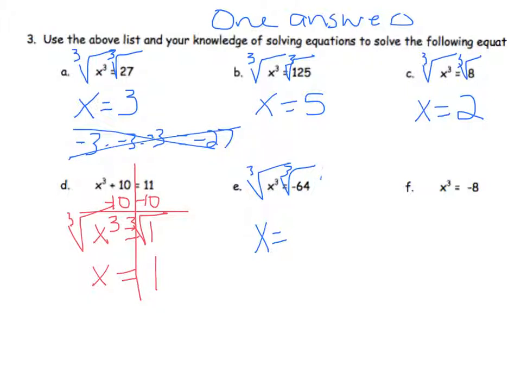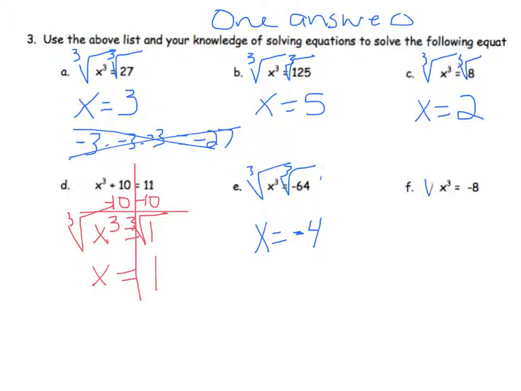Well, 4 times 4 times 4 is 64, not negative. But if I do negative 4 times negative 4 times negative 4, that is a negative 64. So the bottom line that I want you to remember is if you're taking the cube root and your number is cubed, then if your number is negative, your answer is going to be negative. If your number is positive, then your answer is going to be positive. But with x squared, there's 2 answers, so it will be both the positive and the negative.